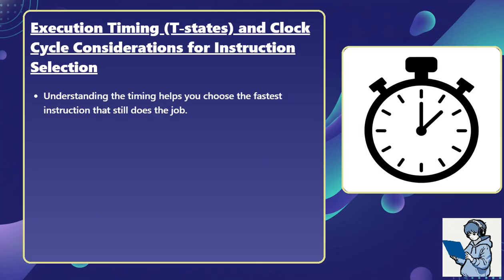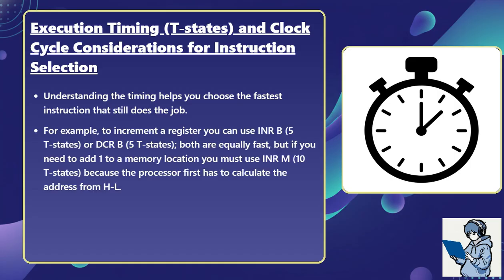Understanding the timing helps you choose the fastest instruction that still does the job. For example, to increment a register, you can use INR B, 5 T-states, or DCR B, 5 T-states. Both are equally fast, but if you need to add one to a memory location, you must use INR M, 10 T-states, because the processor first has to calculate the address from HL.